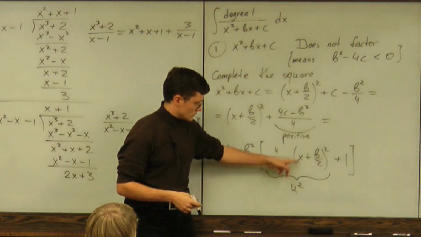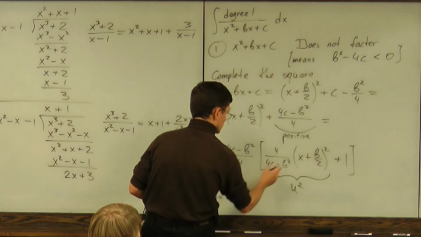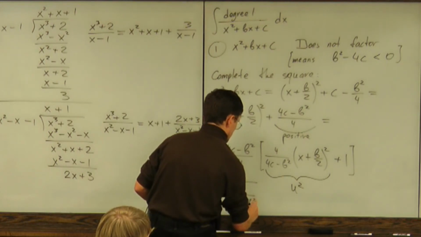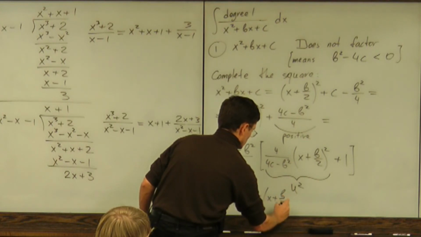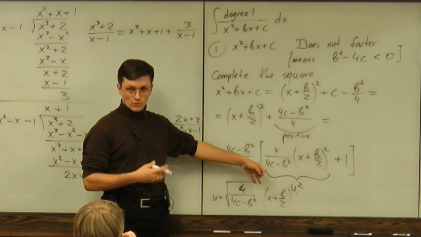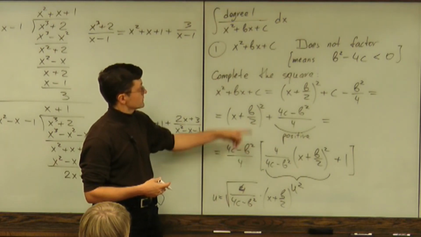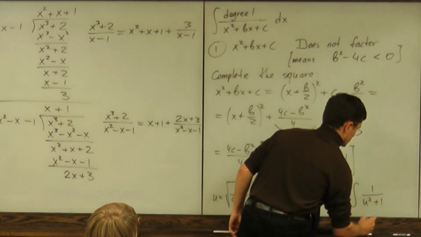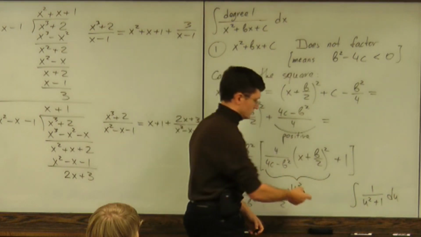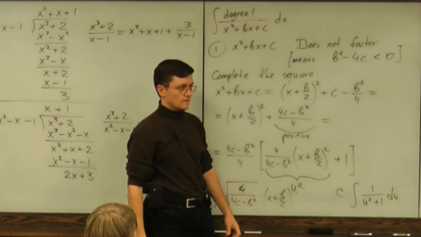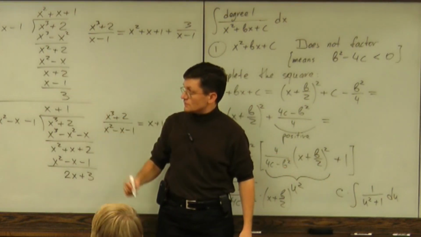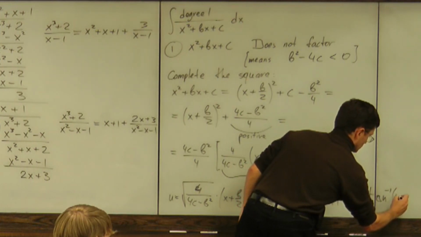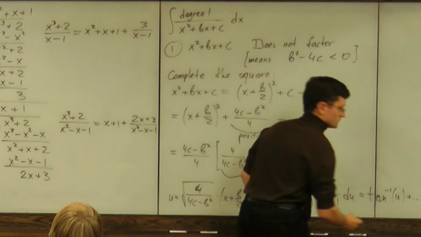You put u squared equals that, and then you solve for u. U is square root of this guy. Well, 4 divided by 4c minus b squared times x plus b over 2. So this is what u is. It's a linear substitution. You can always do it. And what it does, it makes the denominator an integral of 1 over u squared plus 1. Well, of course, some coefficients are sitting outside. And then that is simply tan inverse of u. Plus constant.